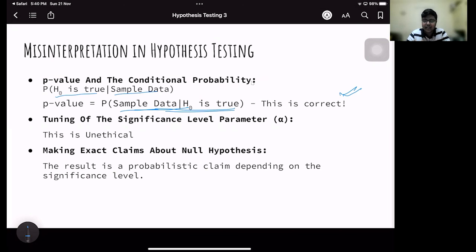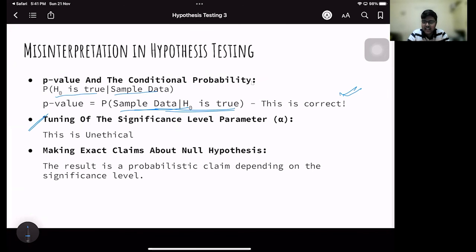But this is unethical, because doing so may lead to many types of disastrous effects that you don't know yet. If the data analysis is done on, let's say, a toxic substance in food, then this arbitrary change in the significance level parameter may cost many lives. So this is very important: before doing the data analysis, the significance level parameter should be fixed.